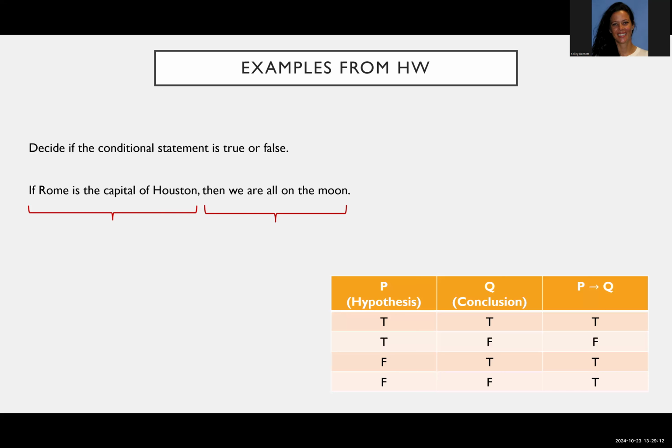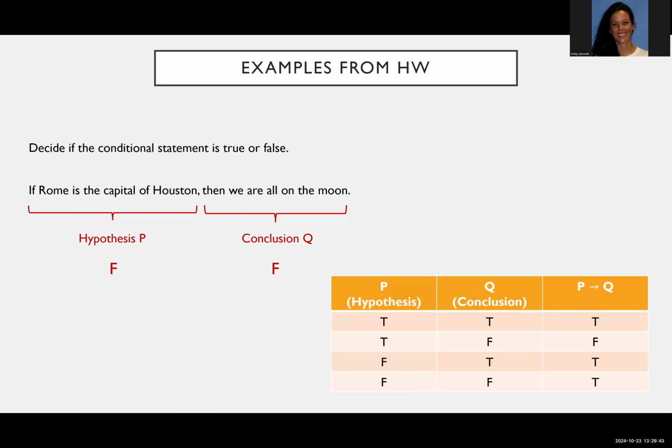So first, we're going to determine if the hypothesis is true or false. Then we're going to determine if the conclusion is true or false. And then we're going to reference our table and see where that puts us and what it tells us about the implication's truth value. So hypothesis P is Rome is the capital of Houston. I think we can all agree that that's false. Conclusion Q is that we're all on the moon. That's also false. So I've got two false things here.